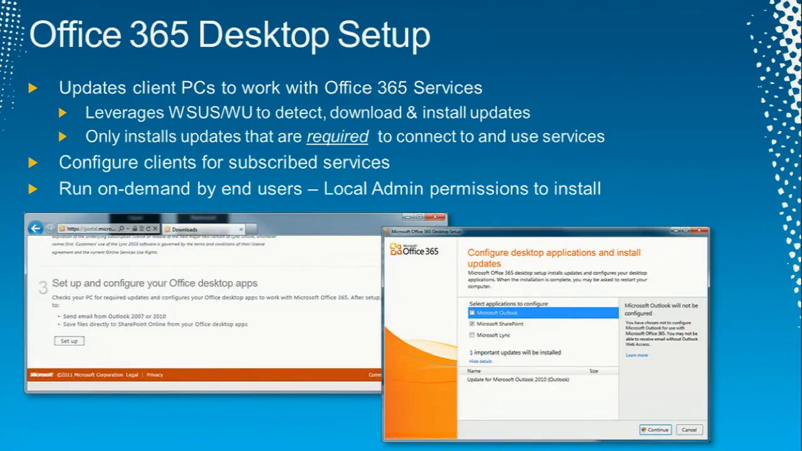You saw briefly what it did there. It updates the PCs in the 365 to work with the 365 services. So it detects what's installed, says, hey, you need these required patches. It also configures the clients. So for SharePoint Online, it puts that into my trusted locations, sets up the proper link connection. So by default, we can run this on demand by users. Obviously, everything we've looked at in self-service assumes you have admin rights.